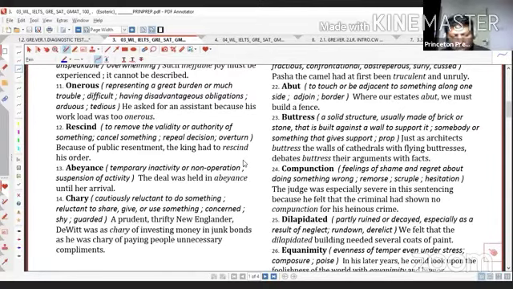Chary, what's that? Chary is cautiously reluctant to do something. Reluctant to share, give, or use something. Chary, মানে খুব সতর্ক. Chary is cautiously reluctant to do something, reluctant to share, give, or use something concerned.